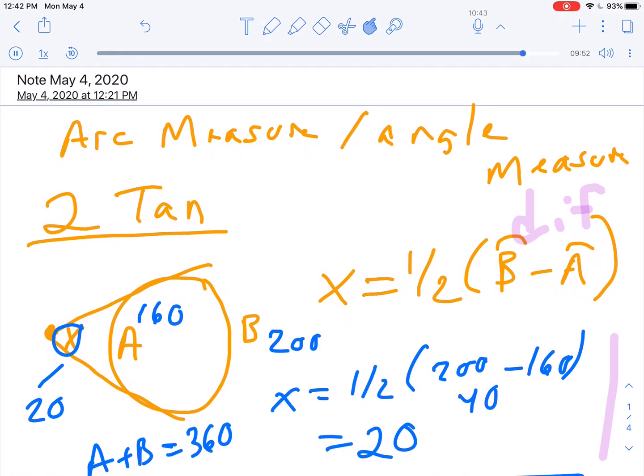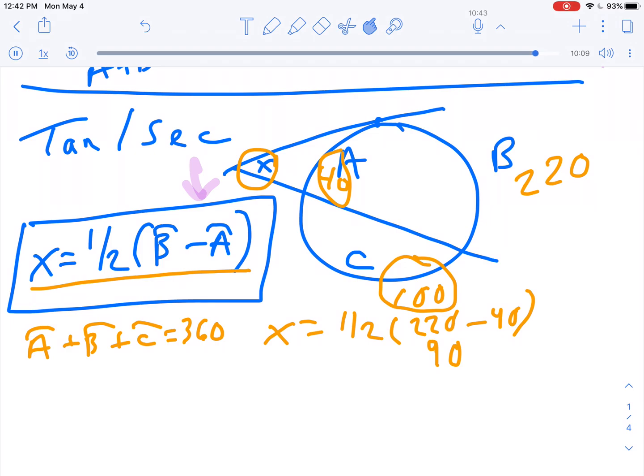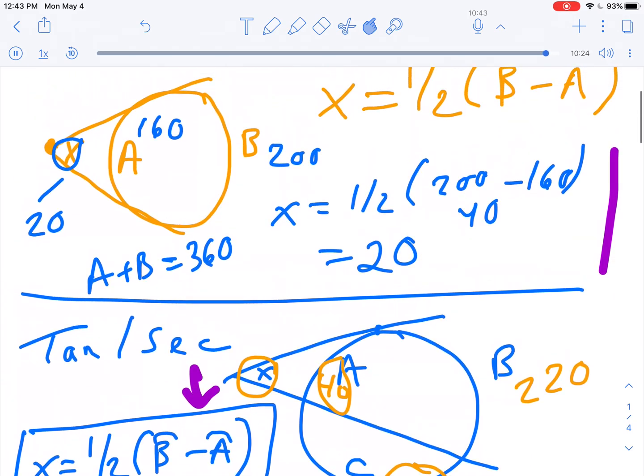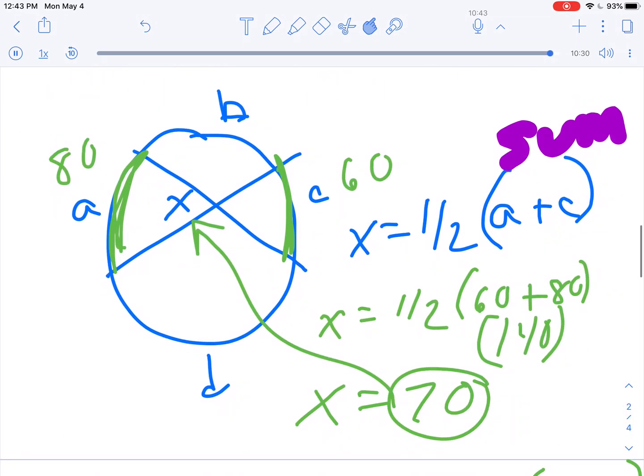So it's the difference up here on this one. And if we scroll down, it was the difference there. It's the difference over here on this one. And then on the third one, it's also the difference right there. So you've got difference, difference, and difference. The only time you have the sum is when you have the two chords intersecting each other, such as right down here.